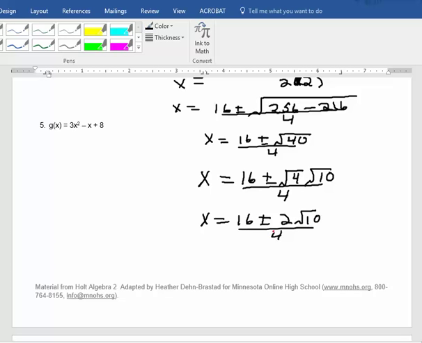Now you may want to simplify this because you can see that these are all even numbers, so there's going to be something divisible by 2. I'm going to write it in 2 parts. I'm going to say that this is 16 over 4 plus or minus 2 over 4 times the square root of 10. Just another way of writing the same thing. Because 16 over 4 is 4, and 2 over 4 is 1/2. So I could write this as 1/2 times the square root of 10, or you could write square root of 10 over 2. But in any case, this is a simplified form of that.